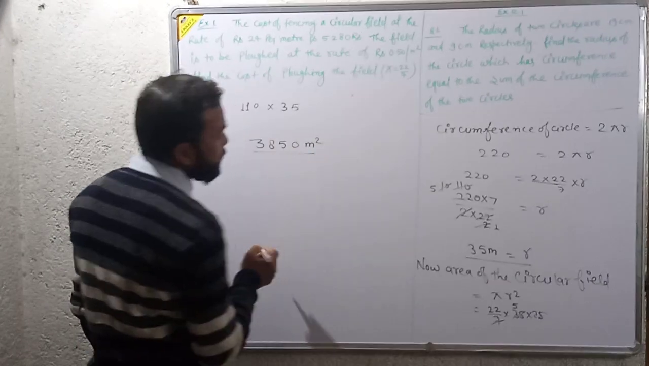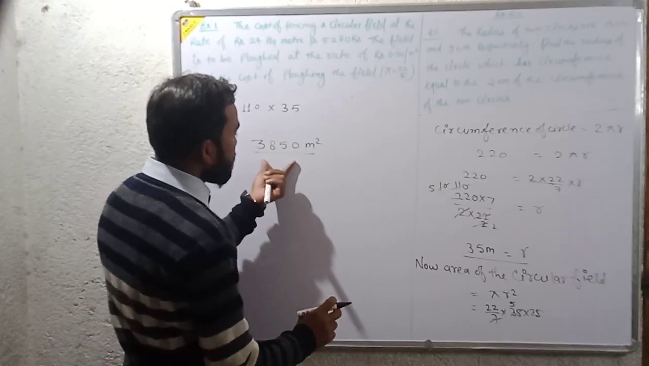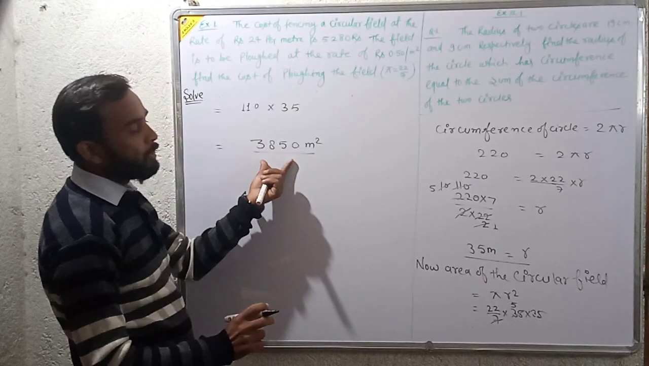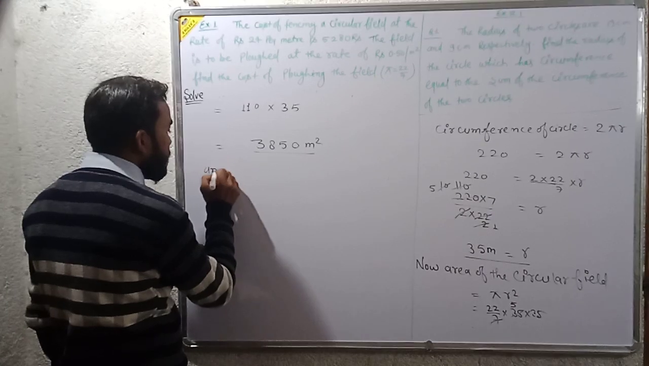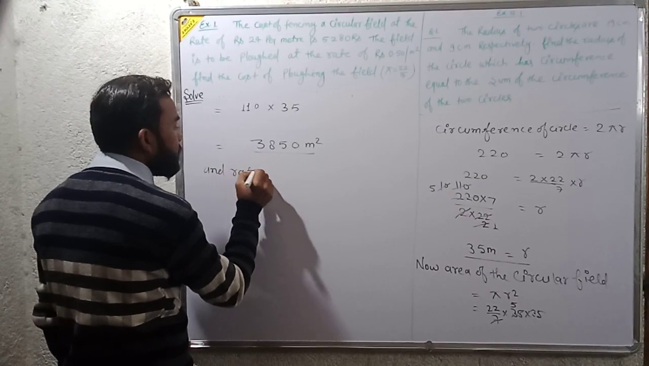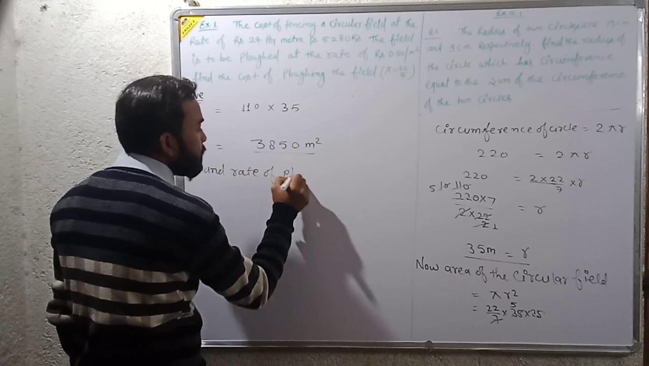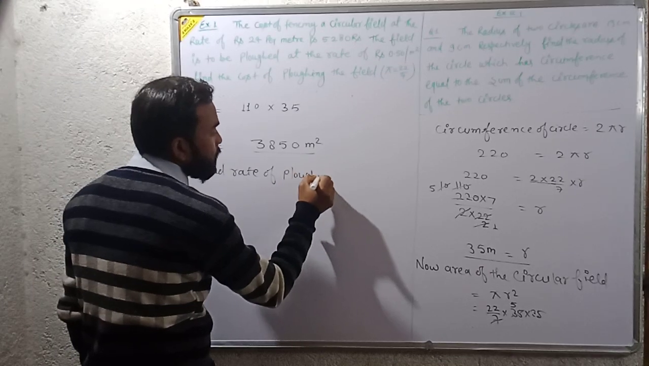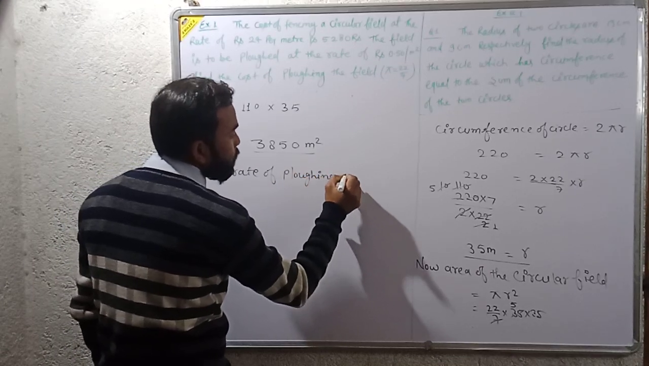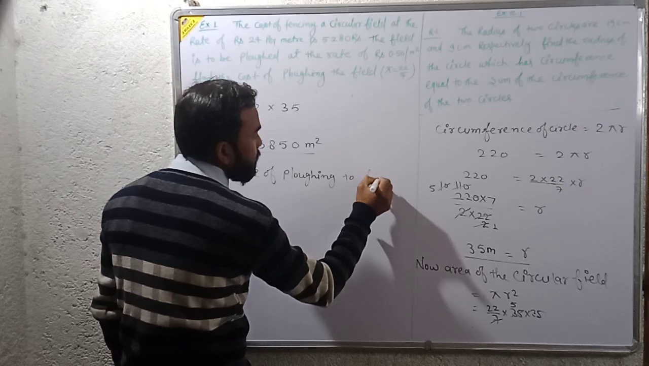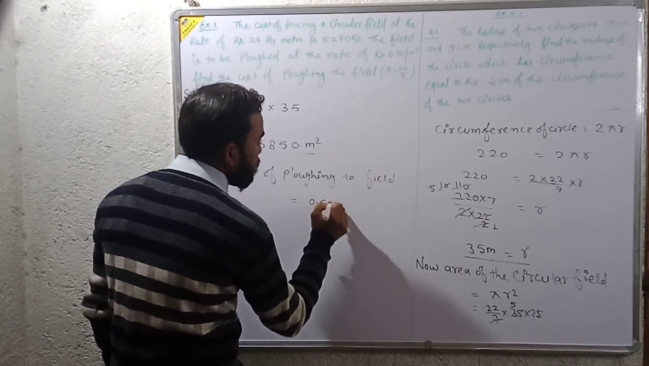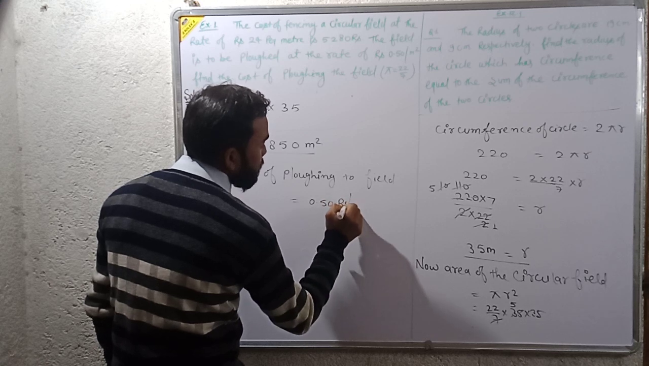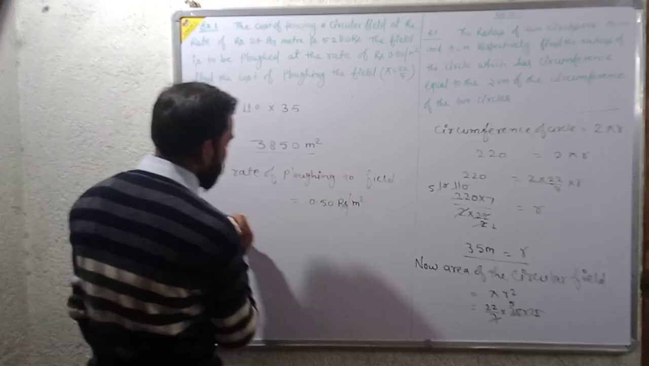So the total area of the circular field will be 3850, which is to be ploughed, and the rate of ploughing the field is equal to 0.50 rupees per meter square.